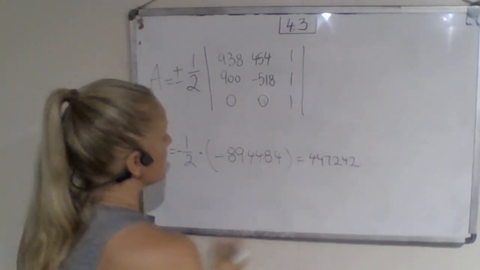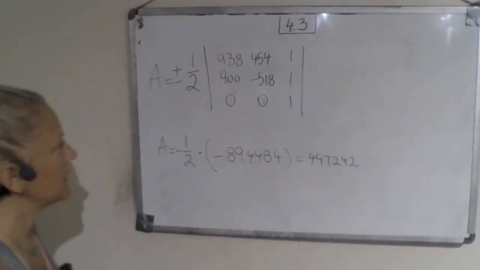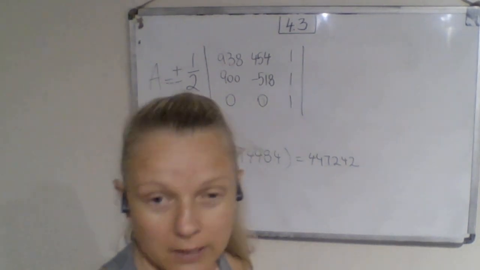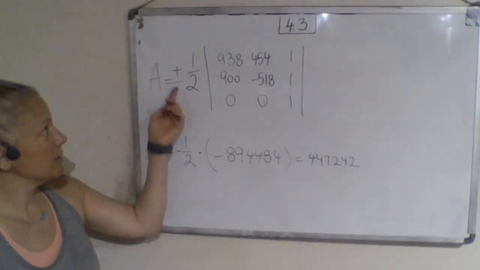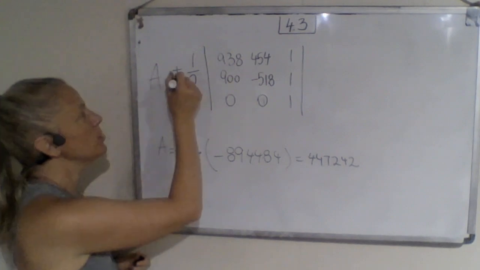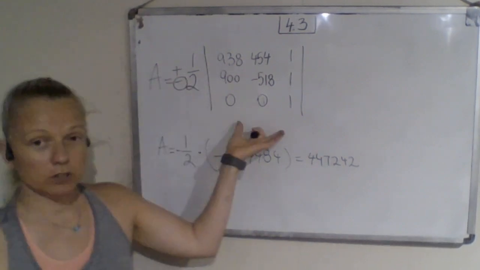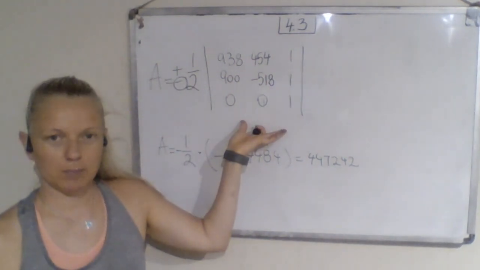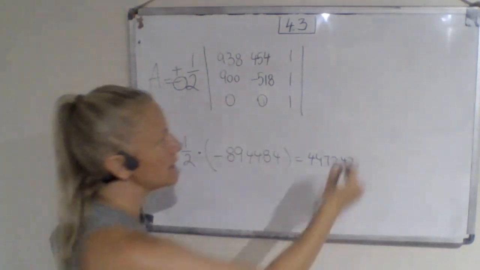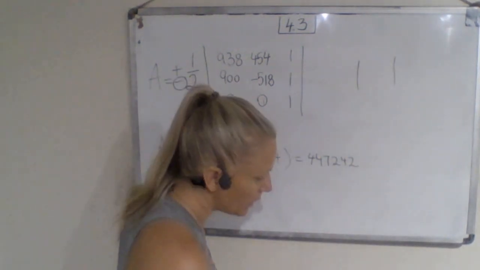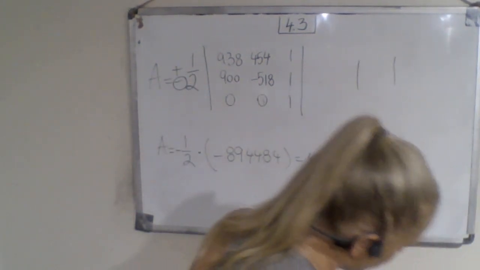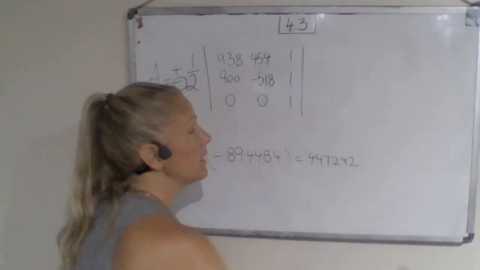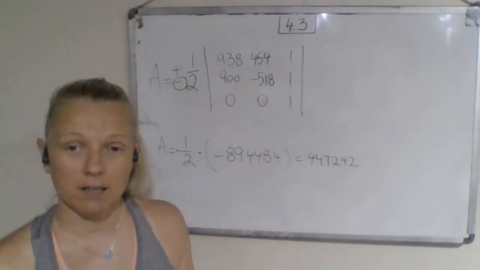447242. So keep in mind, you have to times it, and I should have told you this, I didn't pay attention. You have to times it by a positive or a negative. The only time you use your negative is when your determinant is negative. Because really, remember how we said this is the sign for absolute value? We always want to have a positive solution. This is an area. You will never have a negative area, right? We want to have a positive area.